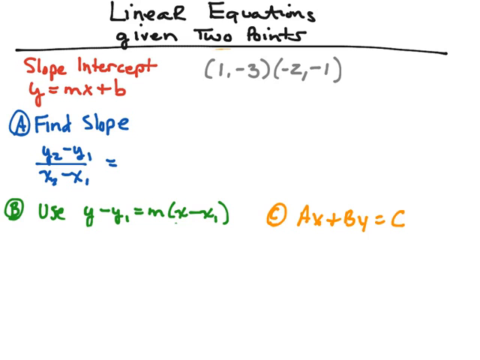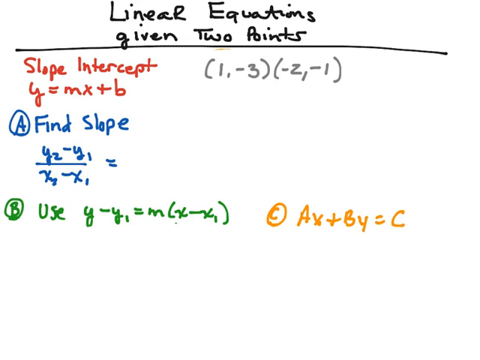Okay, next example we have. This time we're working with the 2 points 1, negative 3 and negative 2, negative 1. As I mentioned, we're going to start by finding the slope using this little formula here, y2 minus y1 divided by x2 minus x1. This is how we find our rate of change, or our rise over the run.